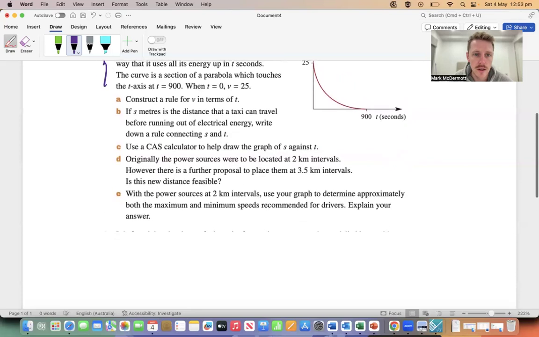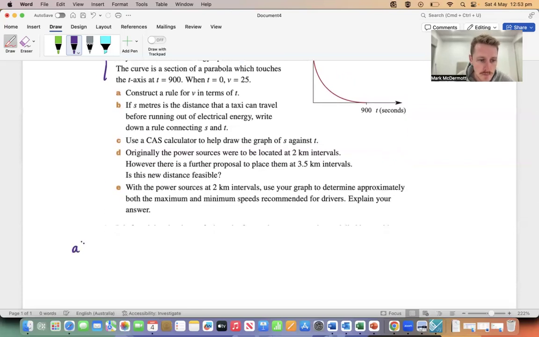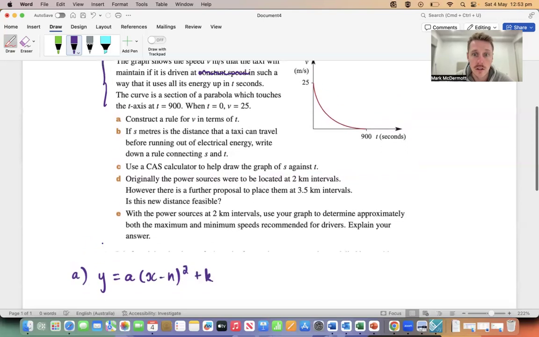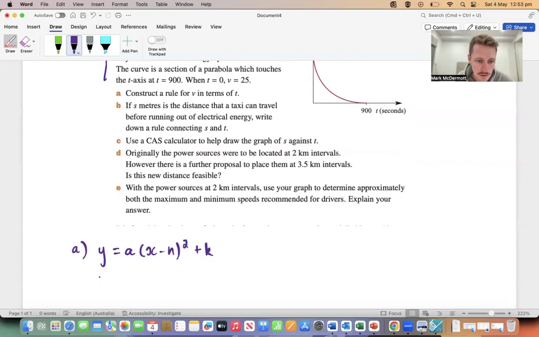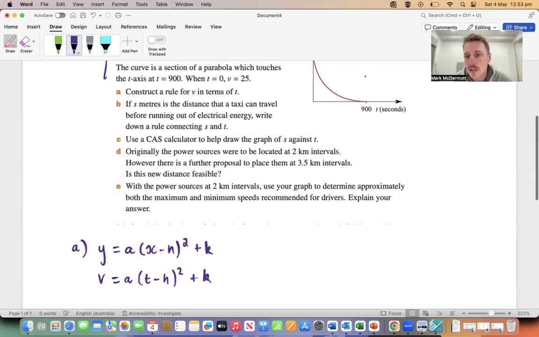It says construct a rule for V in terms of T. So part A, it says it's a section of a parabola, and we know that parabolas have this rule, y equals a times x minus h squared plus k. But we know in this case that along the y-axis, we have V. So we've got V equals a times, x is now t because that's on the x-axis, minus h squared plus k. So it's taking this form. But we also know that this point here must be the turning point. This must be at 900, 0.